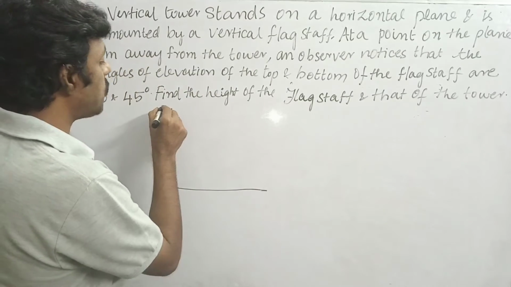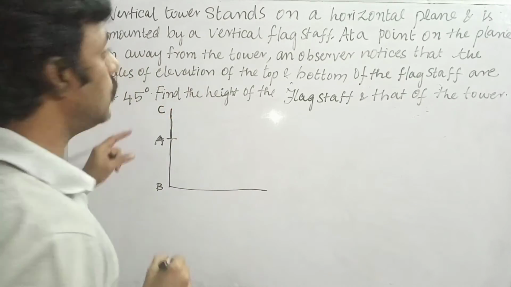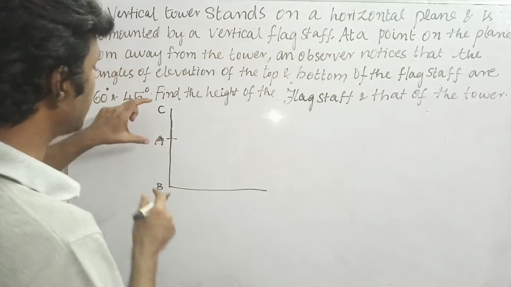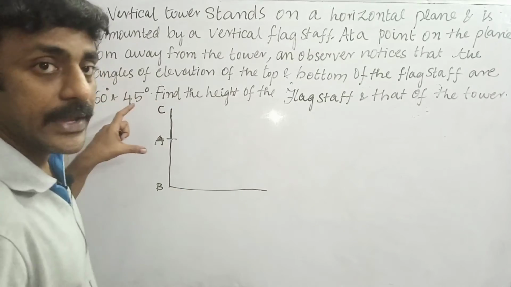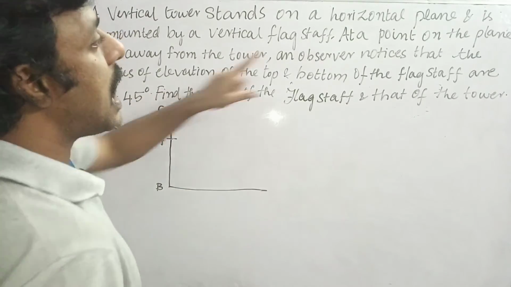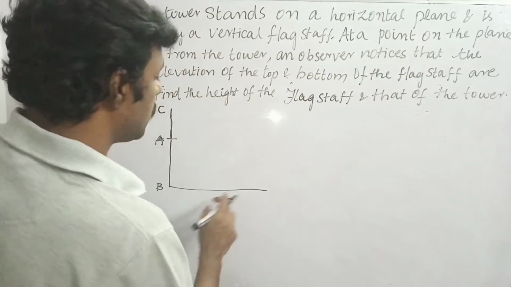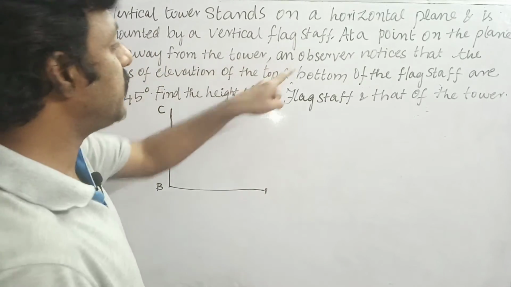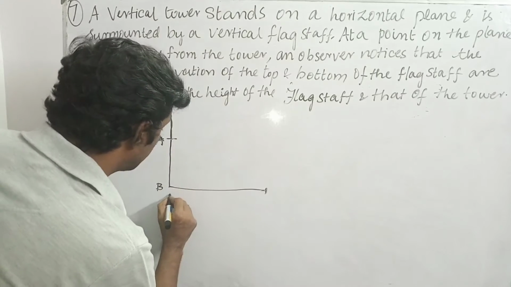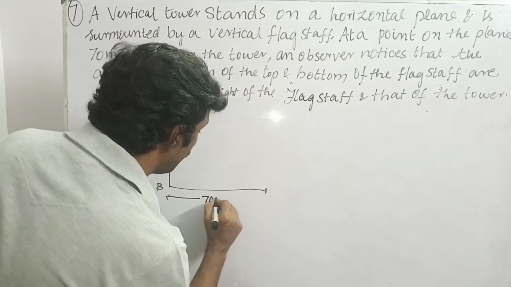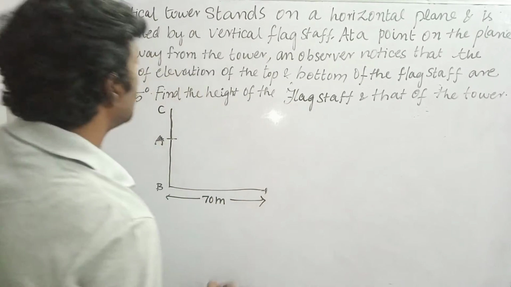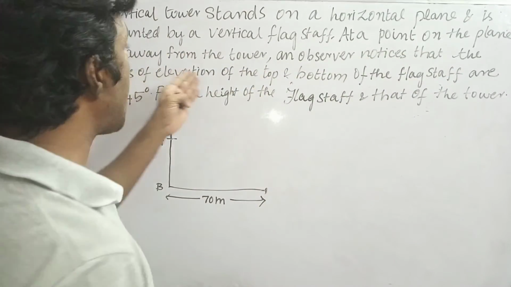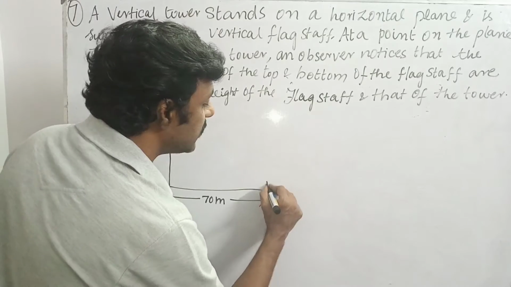So let us assume this point as C. The vertical flagstaff, let the flagstaff be CA. So this is a point on the plane, 70 meters away from the tower. This is the tower. So 70 meters away from the tower, an observer notices that the angle, here the observer stands.